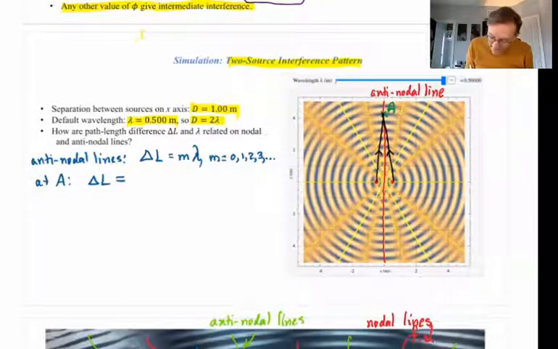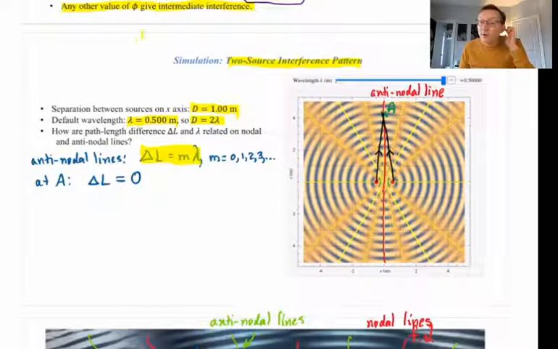Well, the delta L is 0, right? Because they travel the same distance from each source to point A. There is no path length difference on that bisecting line. So delta L is 0. Well, that's fine. That satisfies the condition for fully constructive interference. 0 path length difference. Yep, it's going to be fully constructive. So that's why that point A is on an antinodal line.